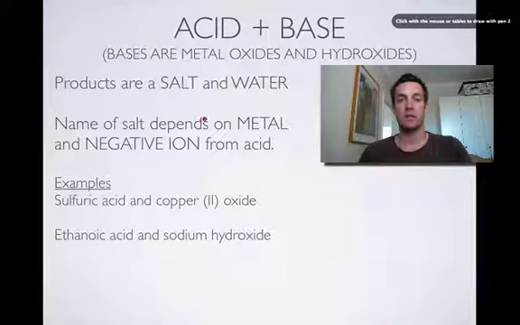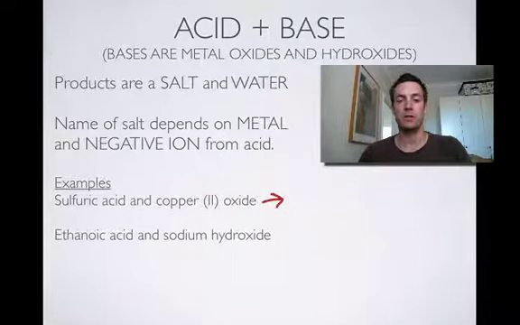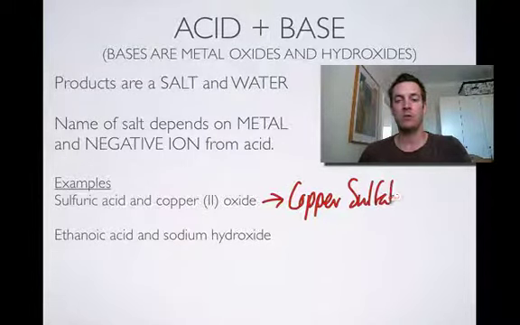Naming the salt is exactly the same as it was with the metal. You still put the metal in front of the negative ion from the acid, but water is the other product now instead of hydrogen. So sulfuric acid and copper 2 oxide will make copper sulfate because we've got a sulfate ion here, so copper sulfate. Okay, all we are doing in this film is just saying what the products will be. We'll practice writing these equations later on in the next couple of films.